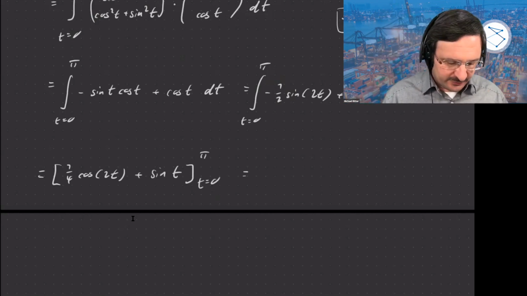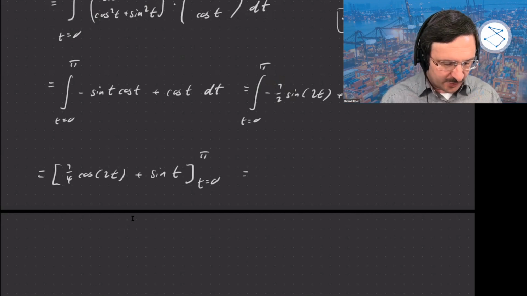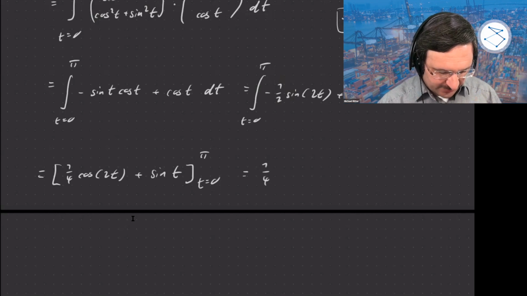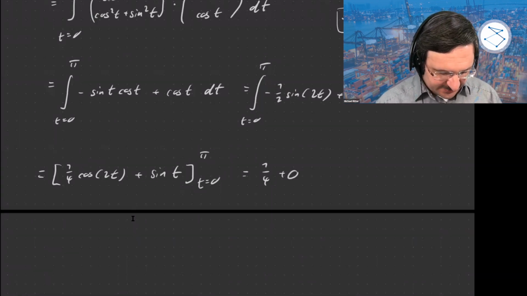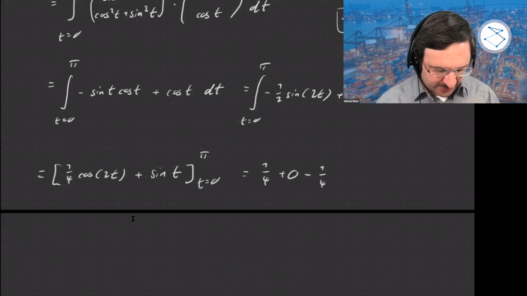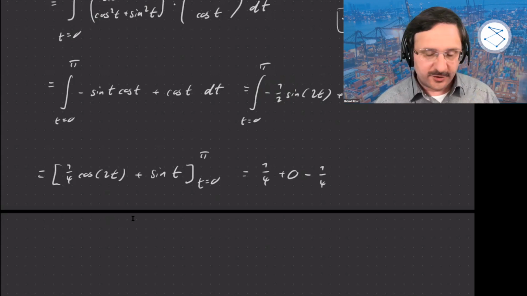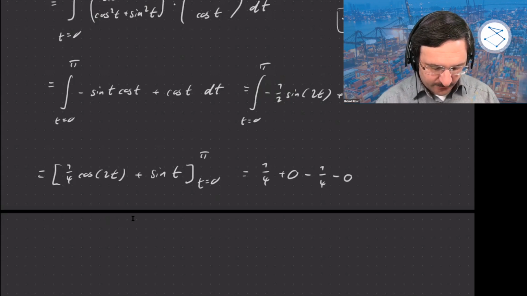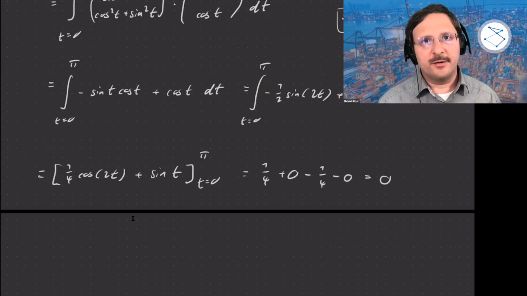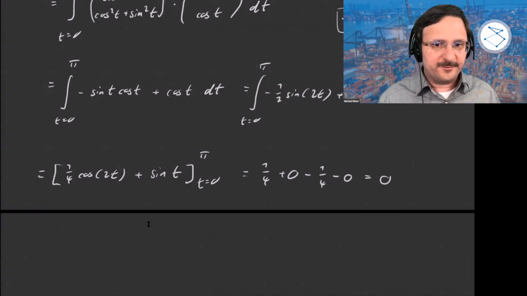So for the upper bound pi, we get cosine of 2 pi, that's 1. So 1 over 4 times 1. Plus the sine of pi is 0. Minus the cosine of 0 is also 1. So 1 over 4 times 1 again. And the sine of 0 is again 0, sorry. So that's 1 over 4 minus 1 over 4, and that's a 0. So same value for the integral, and we again get 0 here.